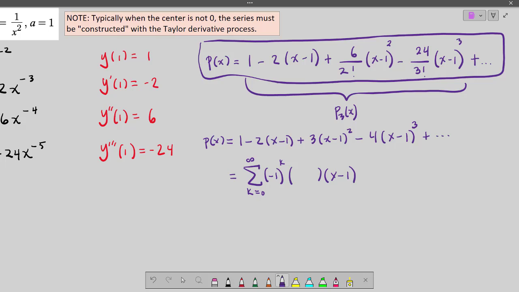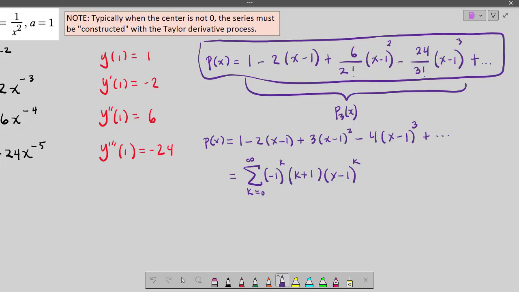x minus 1 to the k for the power? Yeah, k for the power. So first term, that's going to go away. The second term, k will be 1. That's perfect. Third term, k is 2. So yeah, that works. And how about the coefficient? k plus 1. That's going to be the coefficient right there.